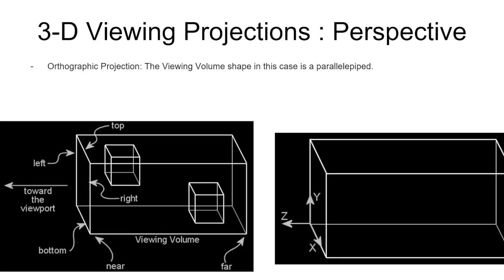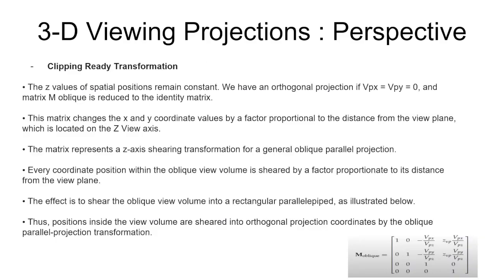Here are the 3D viewing projections. This is the orthogonal projection, where the volume is a parallelepiped; it does not change with the distance. Also, for the clipping transformation, the Z values of spatial positions remain constant. We have an orthogonal projection if VPX and VPY are 0, and the matrix M oblique is reduced to the identity matrix. The matrix represents a Z-axis shearing transformation for a generic oblique parallel projection.